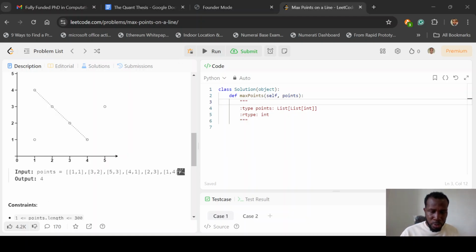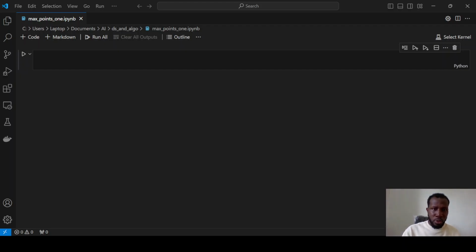So let's see how we are going to do this. I'm going to use VS Code for that, to be able to solve that. So in this case now, remember the points that we have. Let me use the points in the second example.